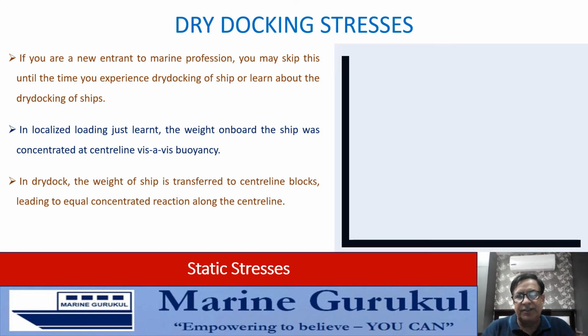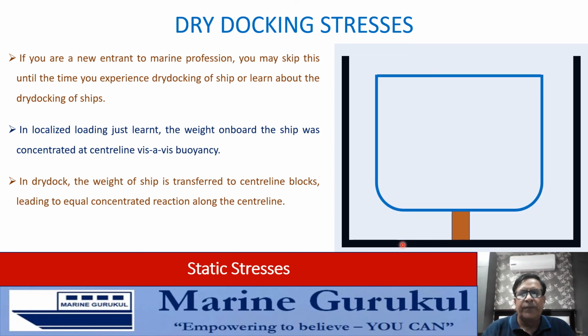As you can see in this diagram, this is the outer boundary of the dry dock, a cross-sectional view of a dry dock in fact. Then we have this as the center line block. When the dock runs dry, the ship sits on the center line block. Now the weight of the ship is transferred to the center line block, and as per Newton's third law, the block exerts an equal and opposite reaction, or the upthrust.